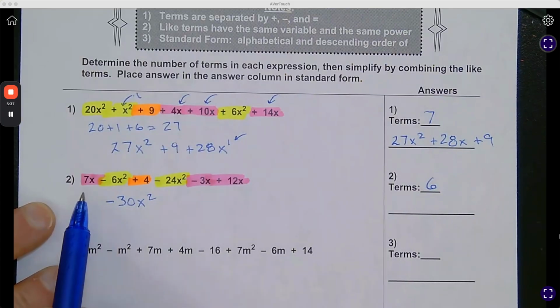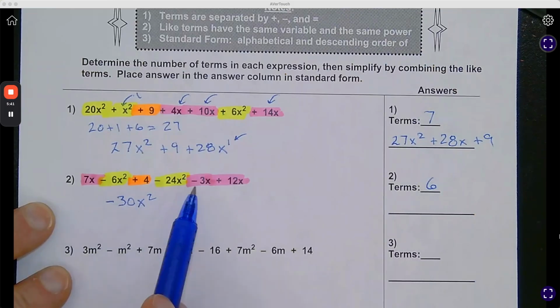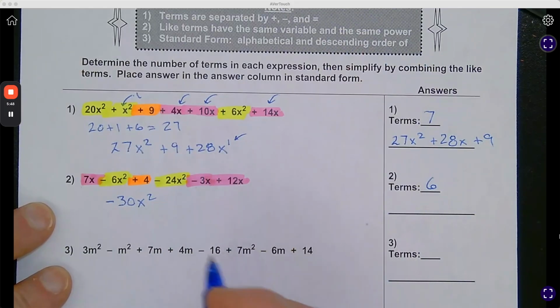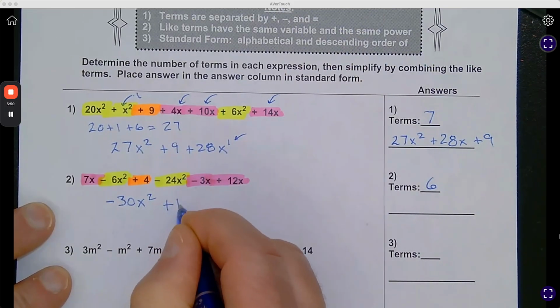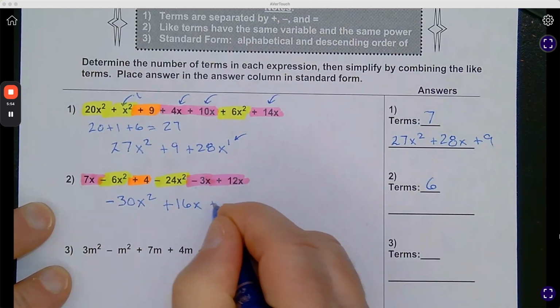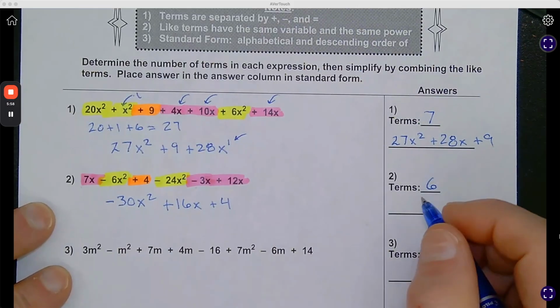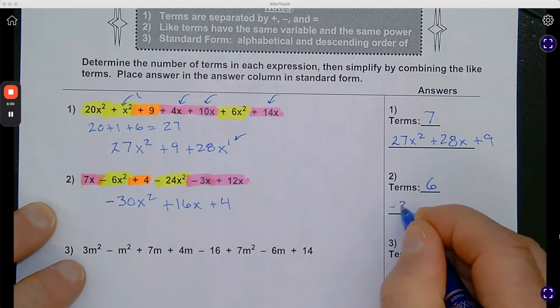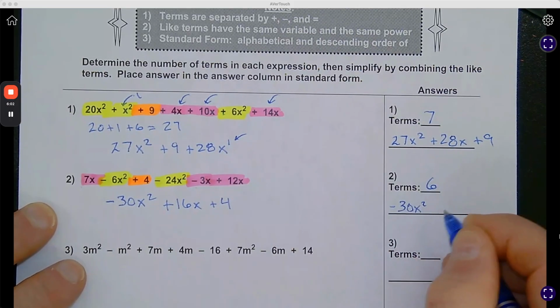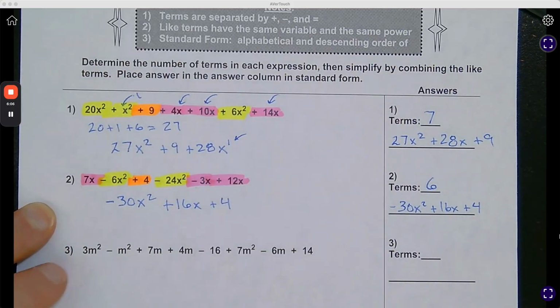Now I know that my next term is going to be my x's. So I have positive 7 minus 3. What's 7 minus 3? 4. Okay. Plus 12 is 16. So I have 16x. And then the last term is plus 4. And we're done. That's it. That is the final answer. We cannot simplify that anymore. Simplify means to perform as many operations as possible.